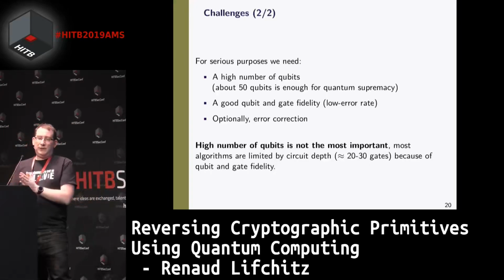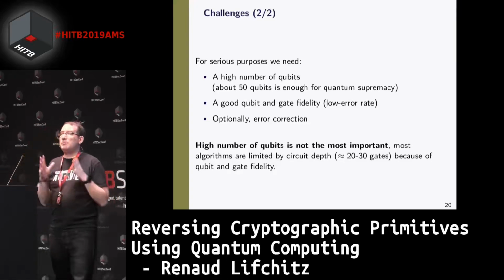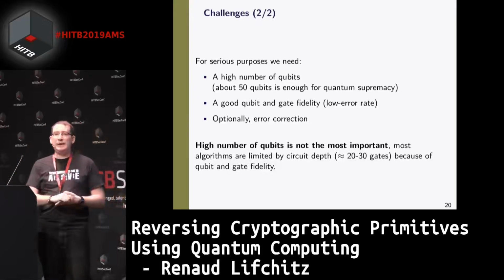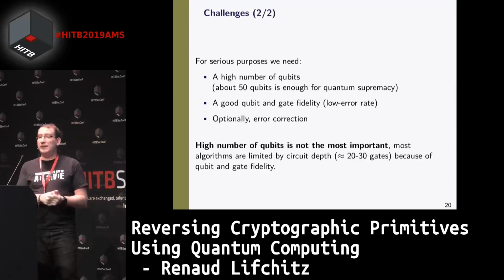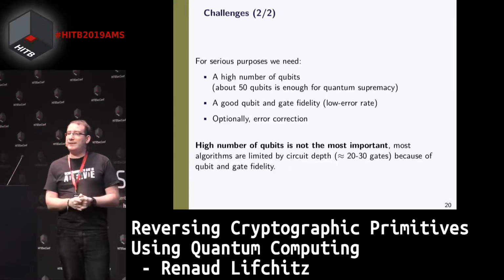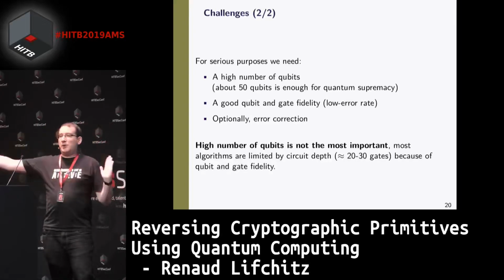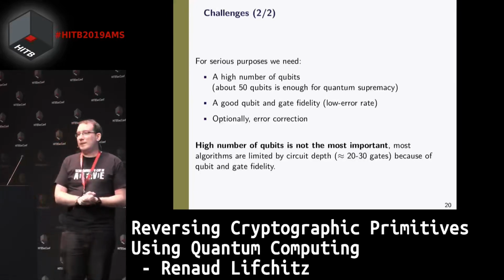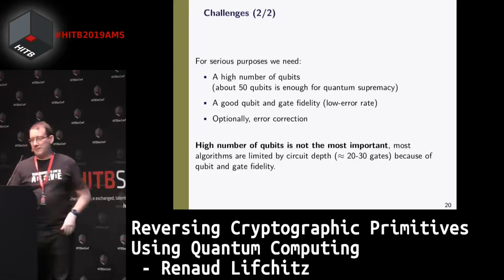The most important thing to remember is the number of qubits is not the most important factor, right? The most important criterion, in my opinion, is the qubit fidelity. That is to say, if we have a good fidelity rate, we will be able to have deep circuits, that is to say, interesting algorithms to run on. It's not a matter of number of qubits, actually.